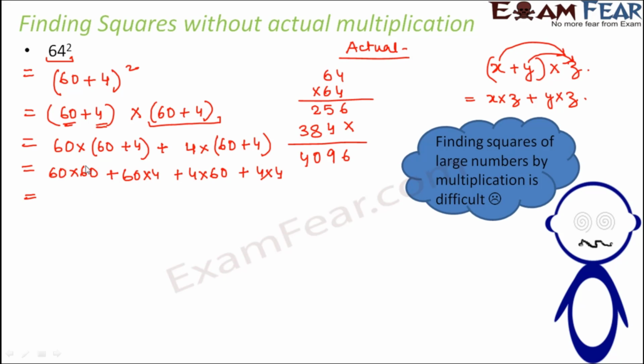Now this multiplication is less tedious because you have zeros. Two zeros multiplied, you would get double 0. 6 into 6 is 36. 6 4s are 24, one 0. Again 6 4s are 24, one 0. 4 into 4 is 16. So when you sum these up, you get 4096. So you get the same answer.